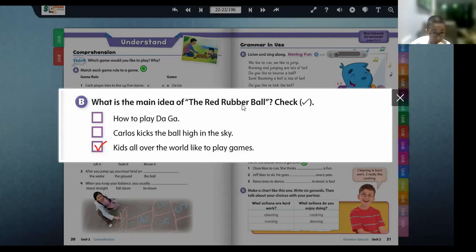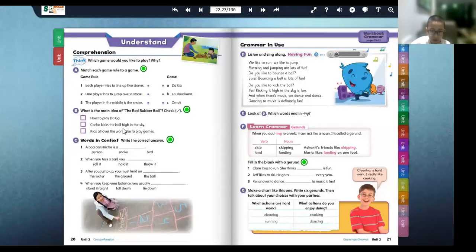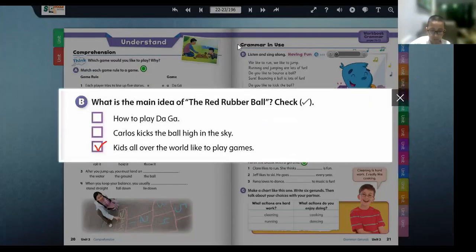What is the main idea of the red rubber ball? It's answered already. So the main idea of the story, the red rubber ball, is kids all over the world like to play games. Okay, because as you can see in the story, all the kids there are playing games. So the main idea is kids all over the world like to play games. Do you like to play games? Yes, I like to play games. Okay, very good. So that's it. So kids all over the world, not just in the places that's mentioned in the story, like to play games. All right, there you go.